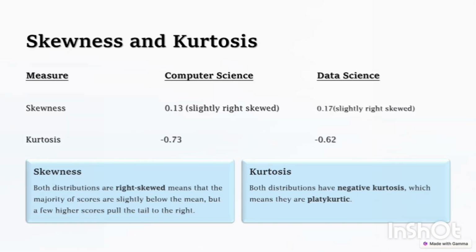Kurtosis. The value of kurtosis for computer science is minus 0.73 and for data science is minus 0.62. As they both are less than 3, these are platykurtic distributions, which indicate a flatter peak compared to a normal distribution.